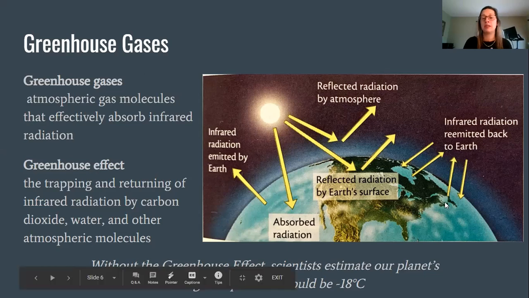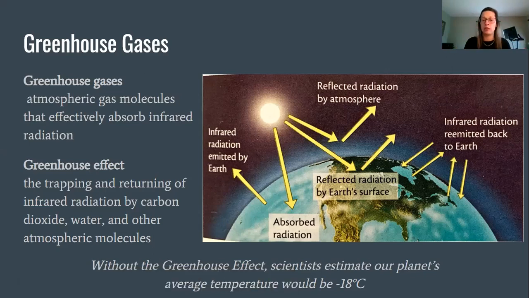So without this greenhouse effect helping keep our atmosphere warm, trapping in that heat, if we didn't have that blanket of greenhouse gases over the Earth, scientists estimate that our planet wouldn't be any warmer than negative 18 degrees Celsius. To give you an idea, 0 degrees Celsius is freezing. So all forms of water on Earth would be frozen at this temperature. This would be the average temperature. So for most of the Earth, this would be the case.